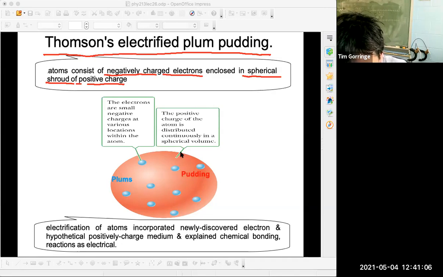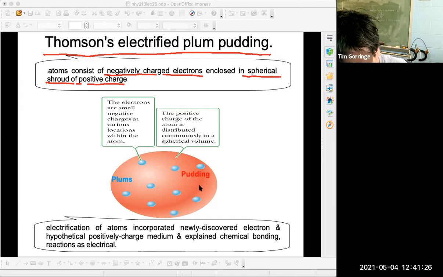And you see this picture of the atom in the center of this slide here. So in blue, they look like blueberries, those are the electrons inside the atom. So those are the negative charges inside the atom.